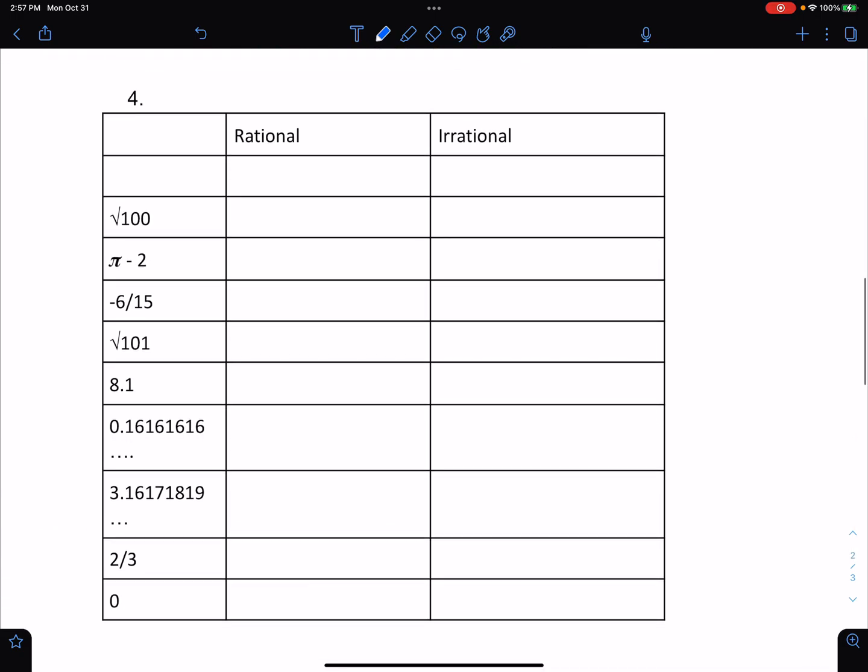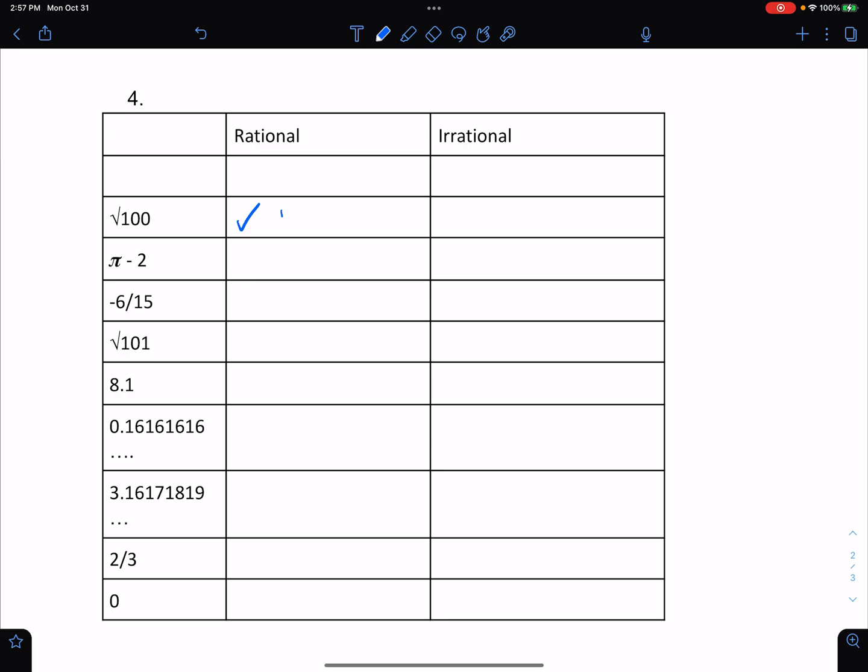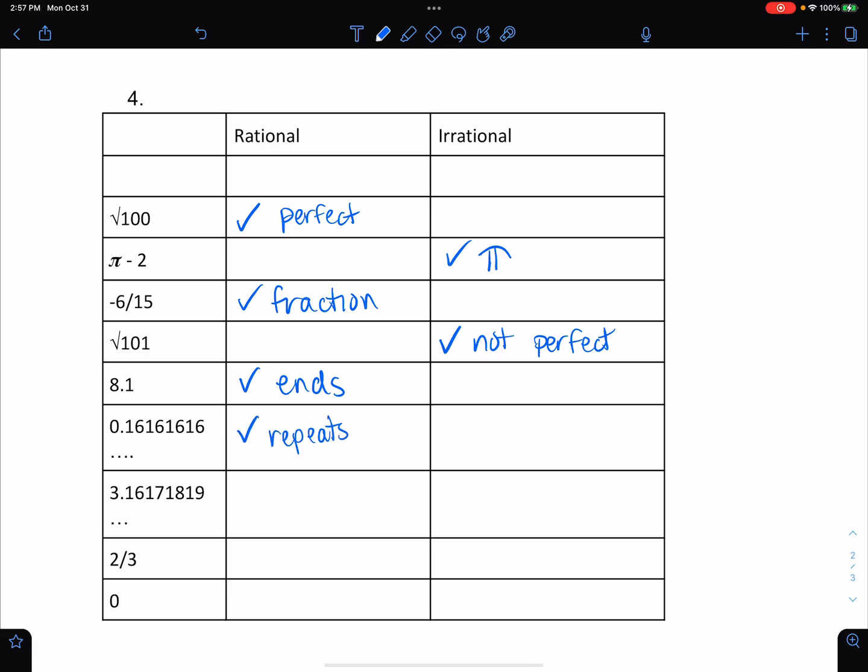Now, these are just check boxes. They're my favorite. Are they rational or irrational? And the answer to those questions would be, this is rational because it's a perfect square. Irrational because it's pi. 6/15, it's a fraction. Square root of 101 is irrational because it's not perfect. 8.1 is rational because it ends. This one is rational because it repeats. It could have been written 0.16 repeating.